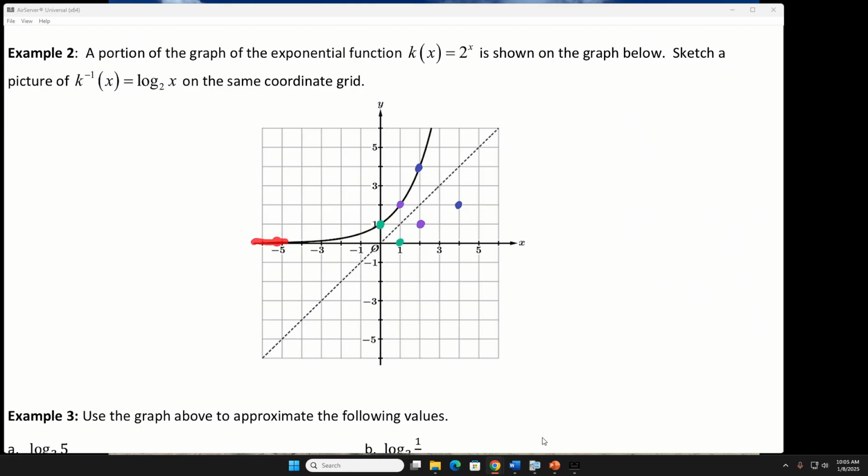Okay, so this was the exponential, which has a horizontal asymptote. What type of asymptote do you think the logarithmic is going to have? Vertical, so it is going to look like that. So that's basically what logarithmic graphs look like. We're really close, and then we curve through.